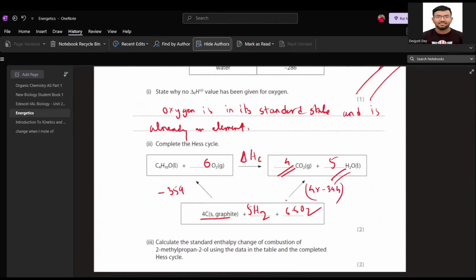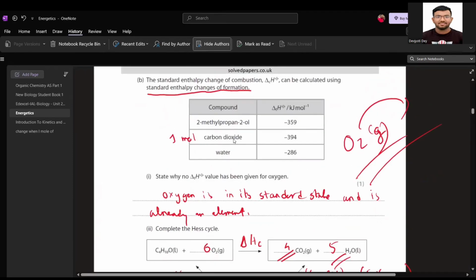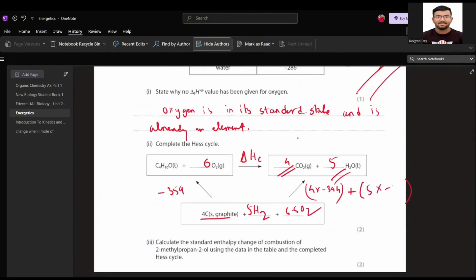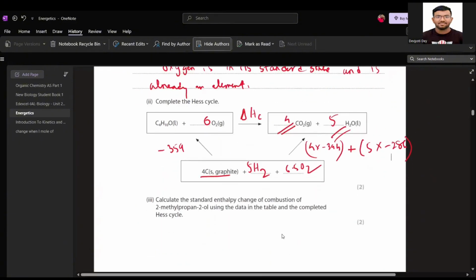And since the one arrow represents both the enthalpy change of formation, we just need to add 5 times, where's water? It's about negative 286. Okay, so everything is complete. All we need to do is just place them in the equation.